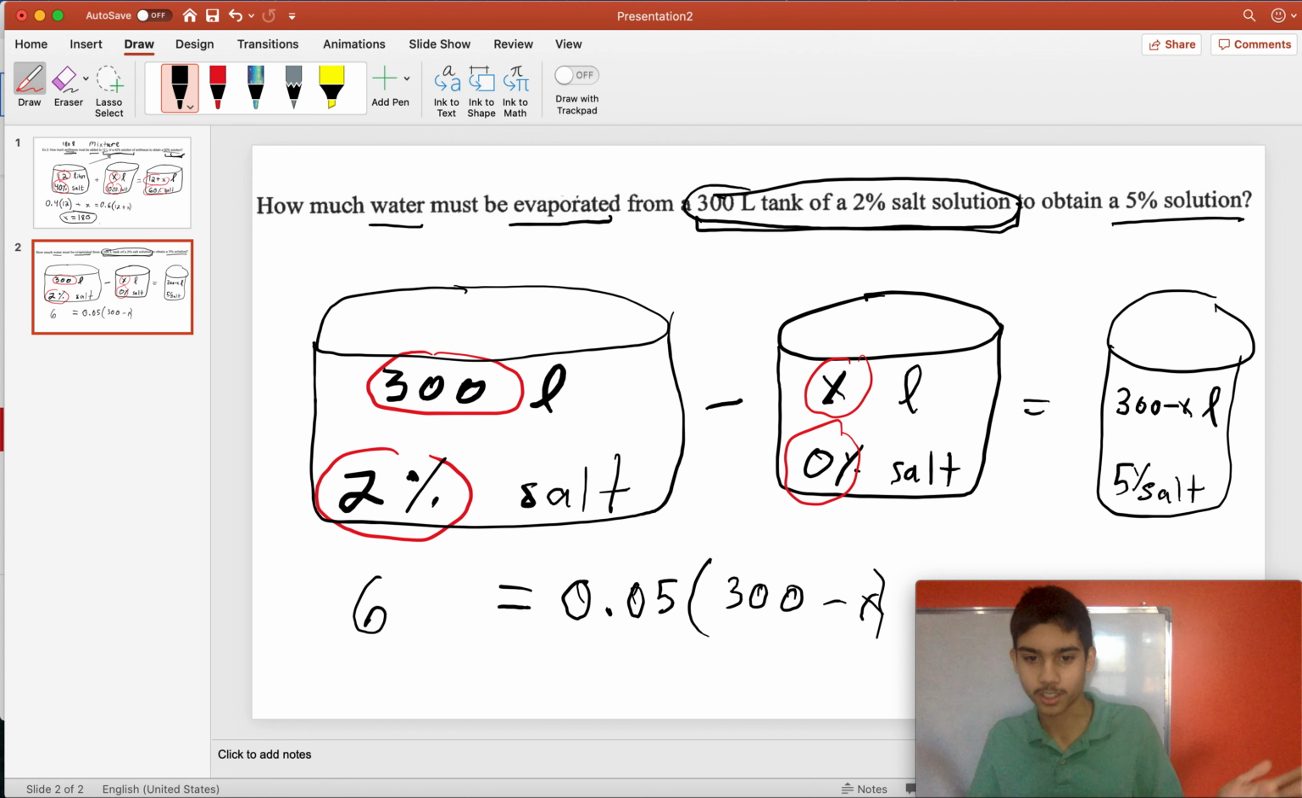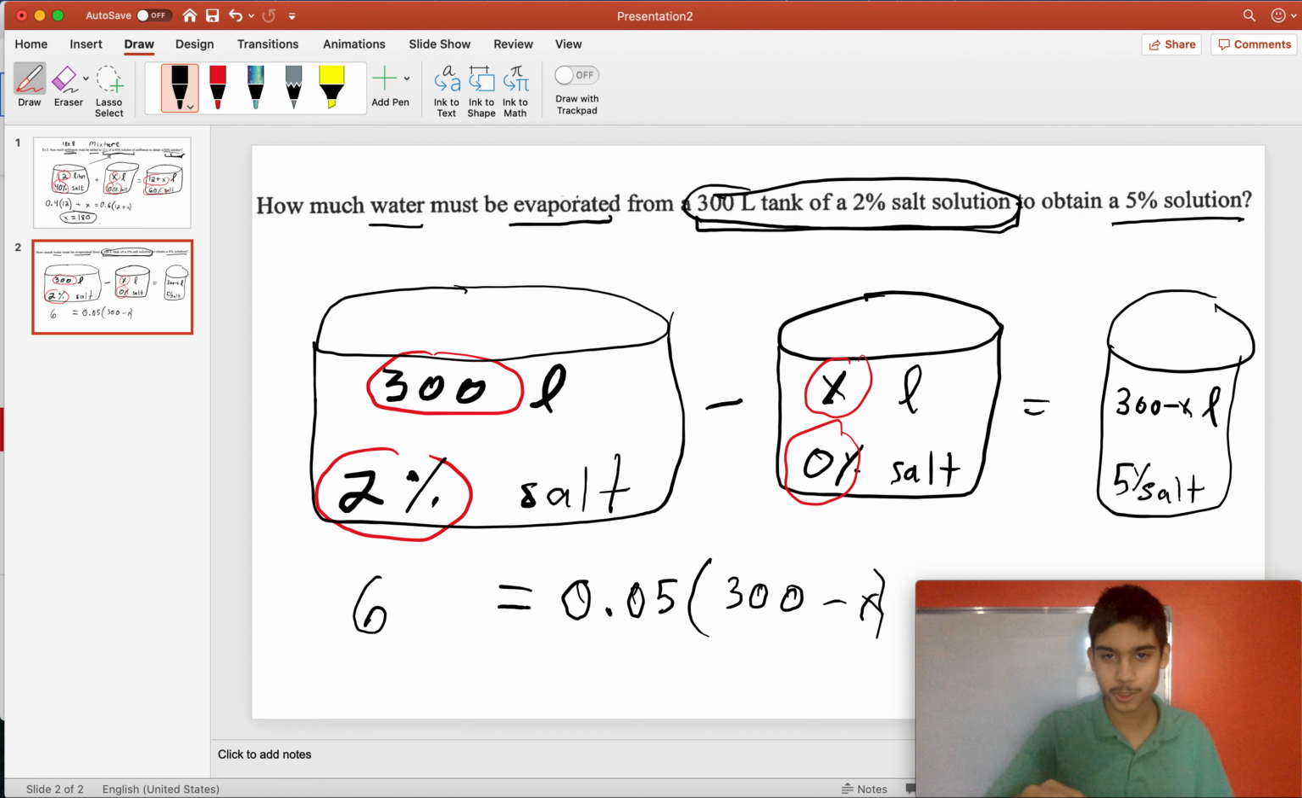And then that's basically it, we're done. We just solve for X and we've got it. So that's how we do mixture problems.